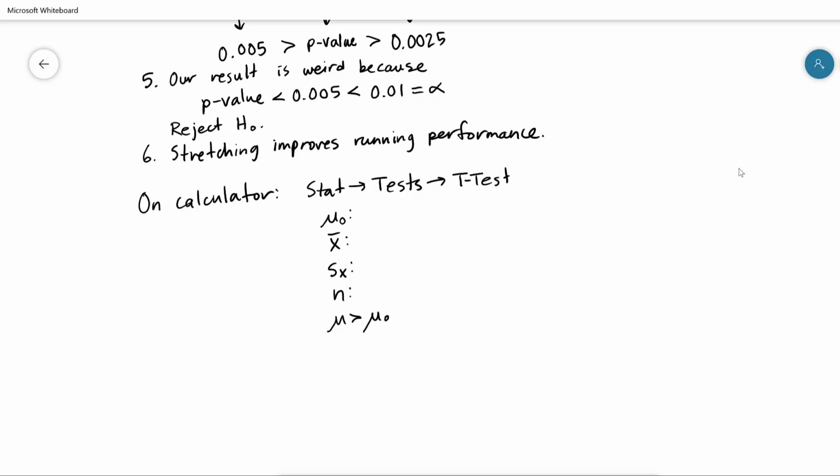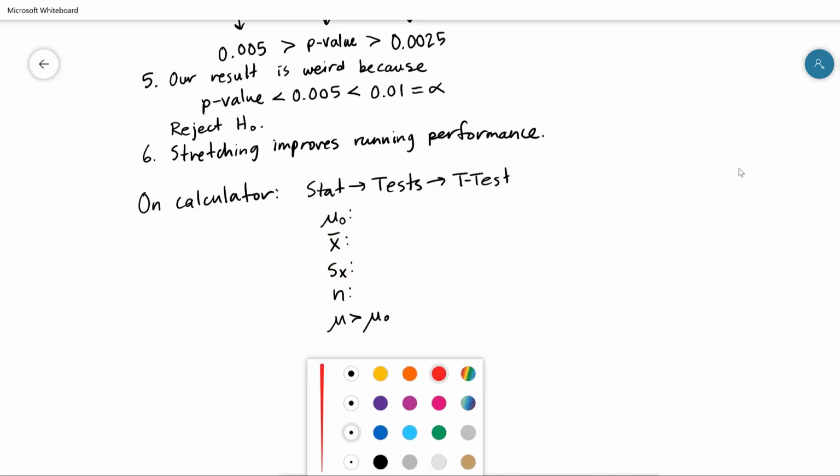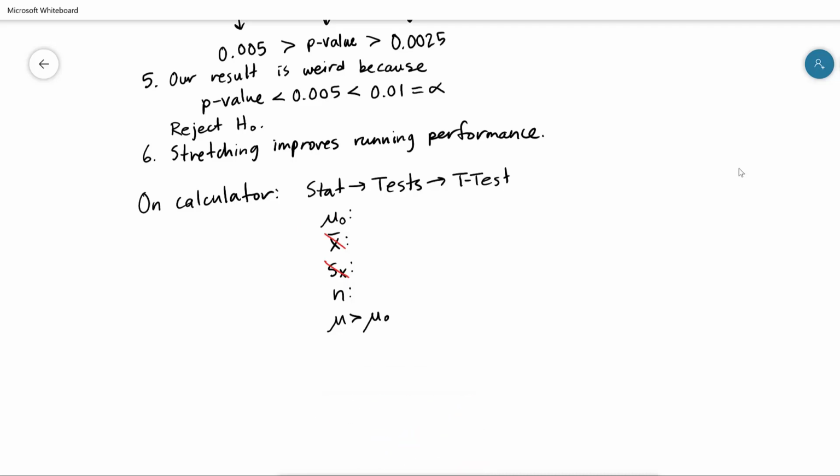What I want to think about is what these symbols are going to mean. That first one, mu0, is fine. These two are the ones that are going to change. For mu sub 0, we put 0 in for that number. But these other two, this is really going to be what we call d bar, and this Sx is really going to be what we call Sd. So just keep in mind, there is no X bar in this problem. We had d bar instead. We're just going to put d bar in place of X bar in the calculator.